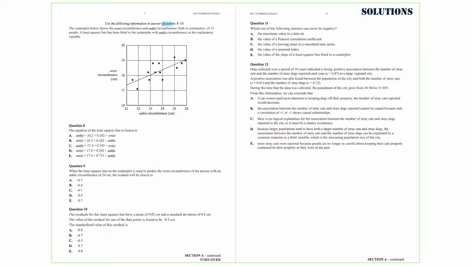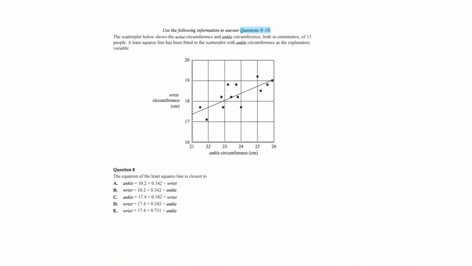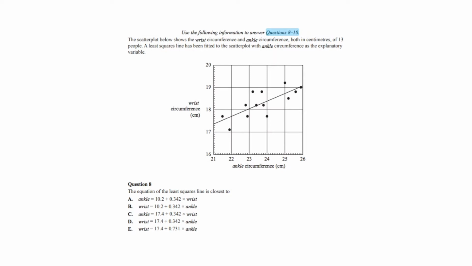Use the following information to answer questions 8 to 10. The scatter plot below shows the wrist circumference and ankle circumference, both in centimeters, of 13 people. A least squares line has been fitted to the scatter plot with ankle circumference as the explanatory variable.